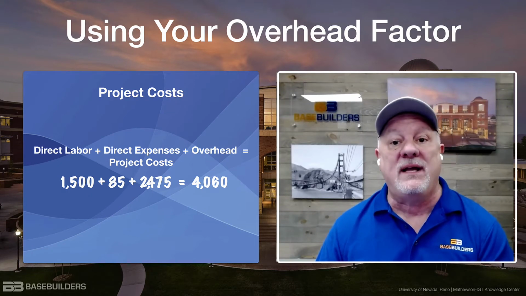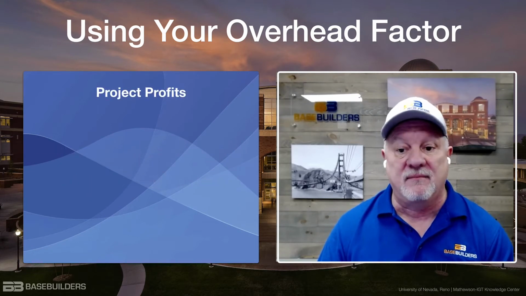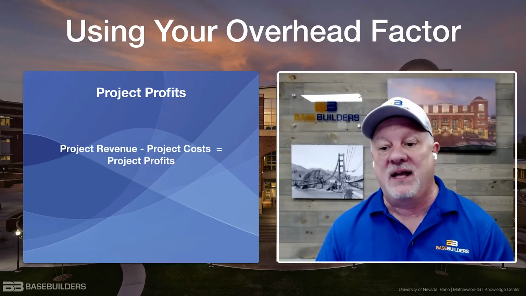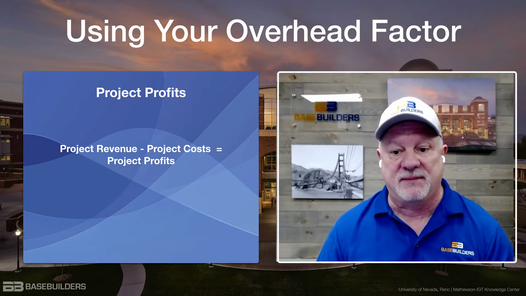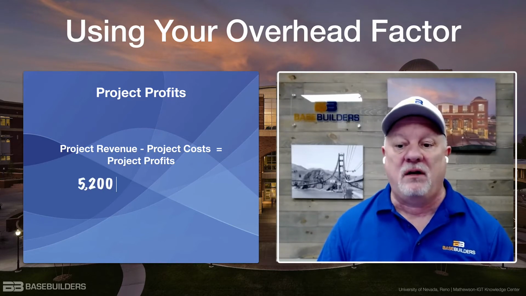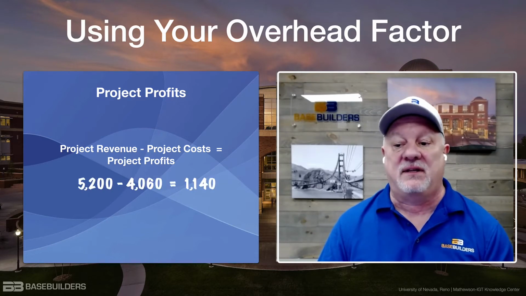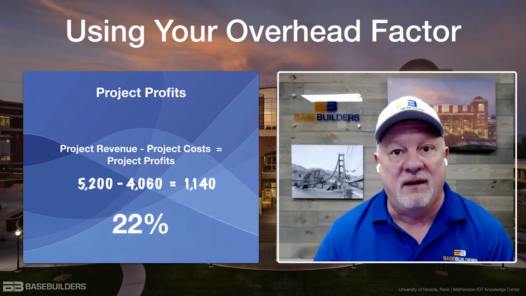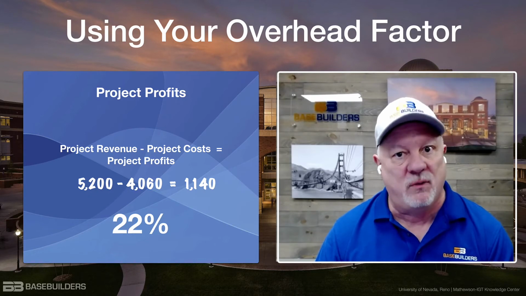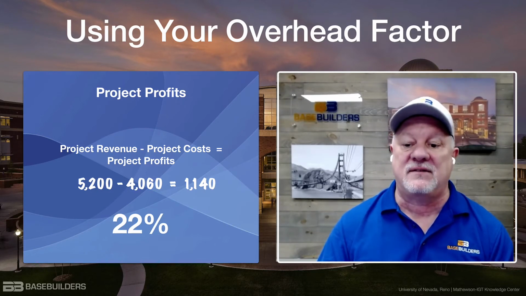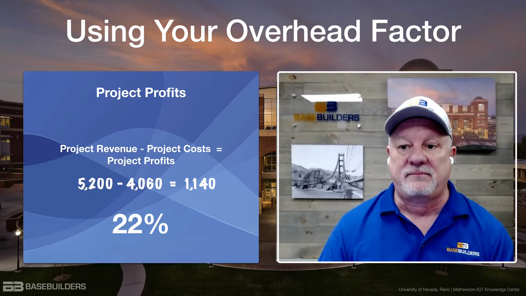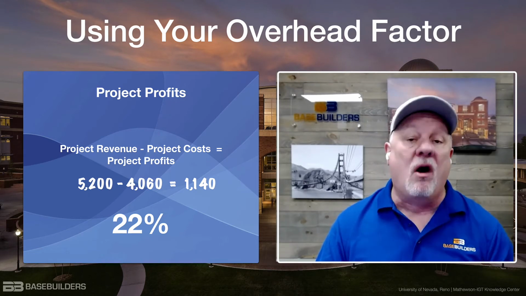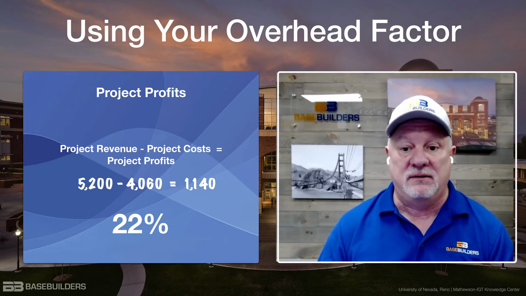So now we can calculate the project profits. We're simply going to take the project revenue, subtract the project cost, and that will give us the project profits. So the $5,200 minus the $4,060 gives us $1,140 of profit, and that's a whopping 22%. I hope that all of your projects are north of 20% net profit. That's a great goal to hit. Of course, you're going to have to do this calculation on all of your projects to know where they fall.